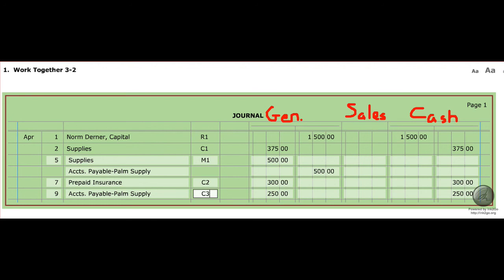Now that's it for Work Together 3.2. Go ahead and try the 3.2 on your own, and keep in mind all the account titles that you may use are listed in your book on page number 66 if you need some guidance. Good luck!